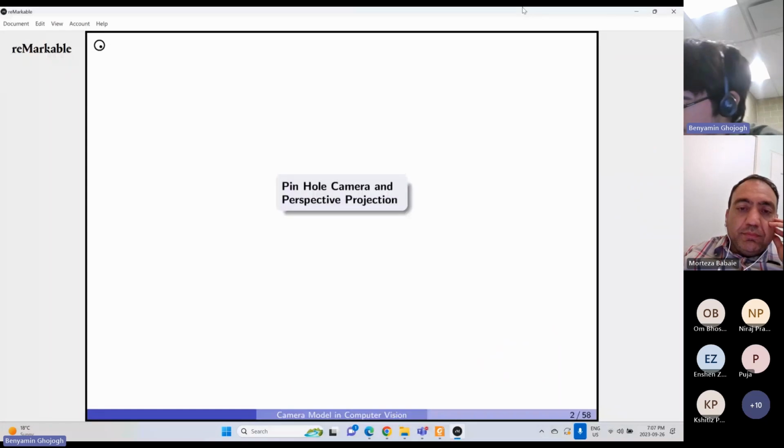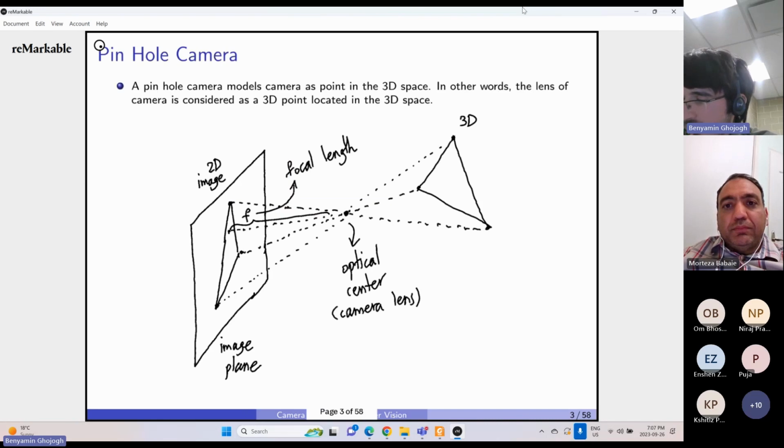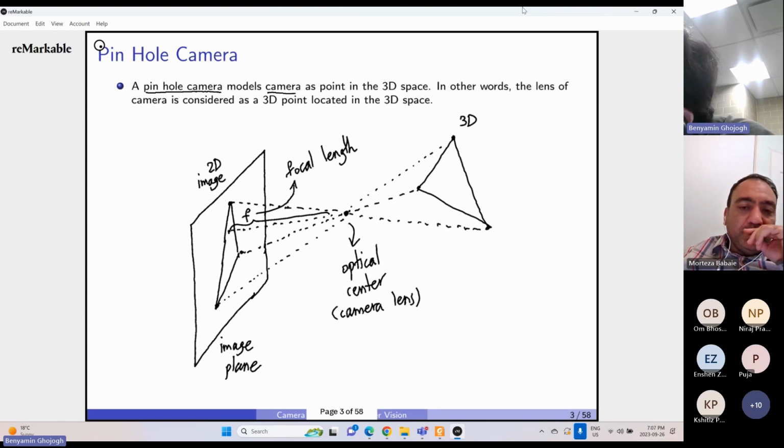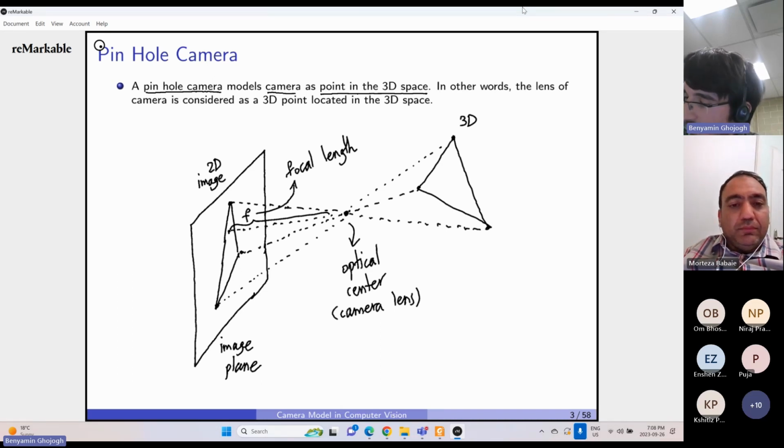Okay. So, pinhole camera and perspective projection. Let's talk about that. What is a pinhole camera? A pinhole camera models a camera as a point in the 3D space. So consider a 3D space and assume we have a camera in this 3D space. This camera can have some coordinate in the space, depending on which origin we choose and which axis. So it has some 3D coordinate.